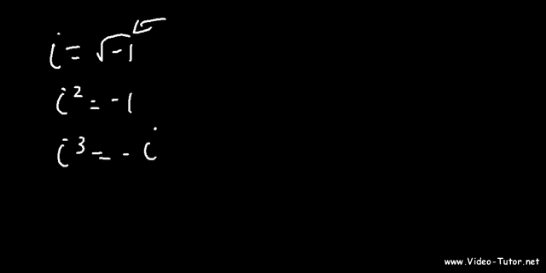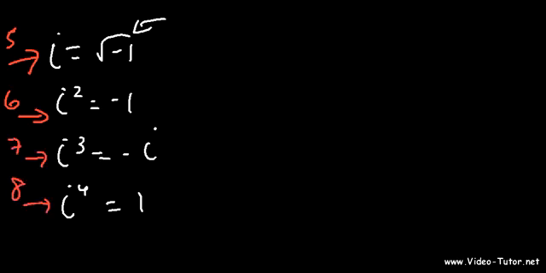So, we know that i is the square root of -1. i squared is -1. i cubed is -i, and i to the fourth is 1. This is the same as i to the fifth. That's the same as i to the sixth, seventh, eighth, and you can keep counting. This is the same as i to the ninth, i to the 10th, i to the 11th, i to the 12th. And then it keeps going. This is i to the 13th, i to the 14th, i to the 15th, and i to the 16th.